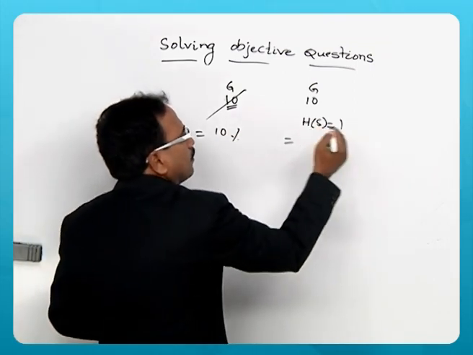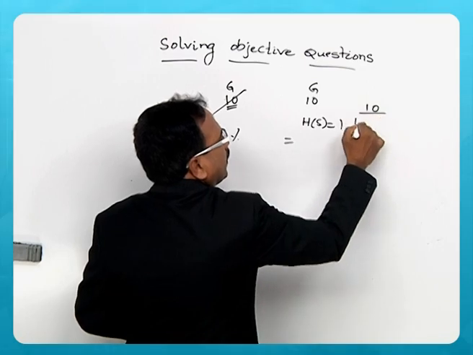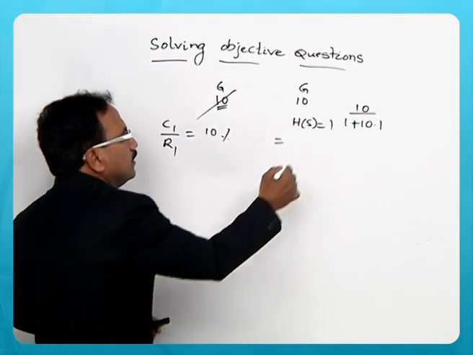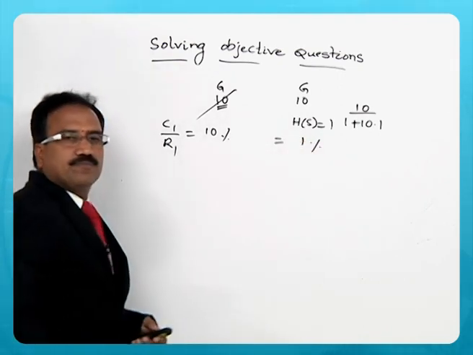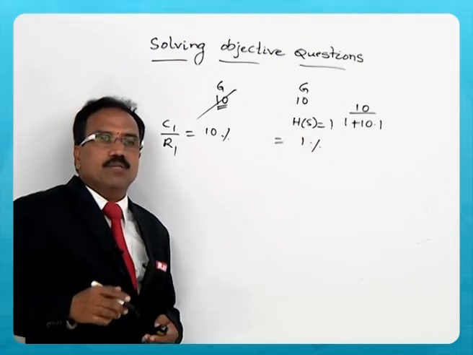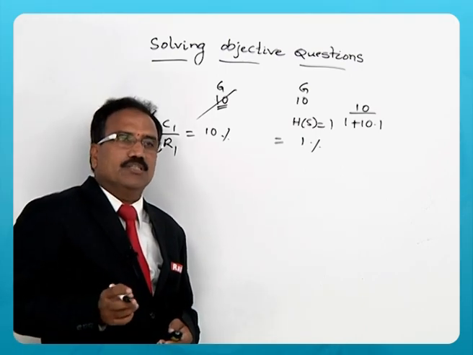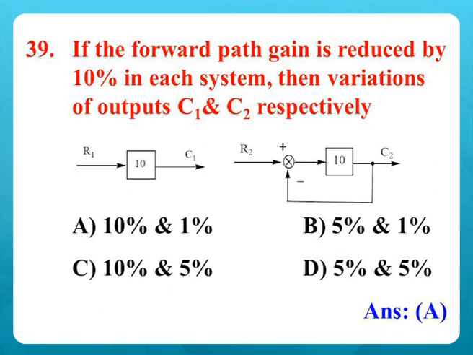Whereas in the case of the closed loop control system, you have 10 by 1 plus 10 into 1. So the effect is very less here. So it is 1%. So closed loop systems are better here because they are not influenced by any variation in the system parameter. That's why in question number 39, option A is the right answer, 10% and 1%.